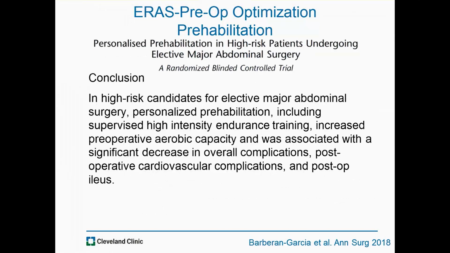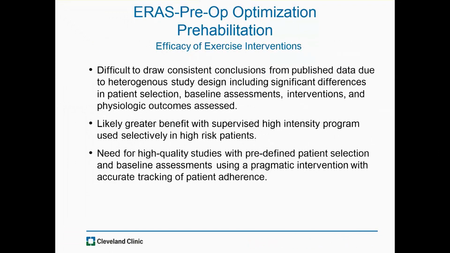And the results and conclusion of the study showed that in these high-risk patients, performing this personalized prehabilitation program that includes supervised high-intensity training, the patients achieved increased aerobic capacity and showed a significant decrease in overall complications, postoperative cardiovascular complications, and postoperative ileus. So, to summarize this, it's difficult to draw consistent conclusions from the published data due to the heterogeneous study designs and different interventions. However, it seems like the supervised and high-intensity programs will show the greatest benefit in high-risk patients, but further high-quality studies are needed to determine the best pragmatic interventions that can lead to improved outcomes.